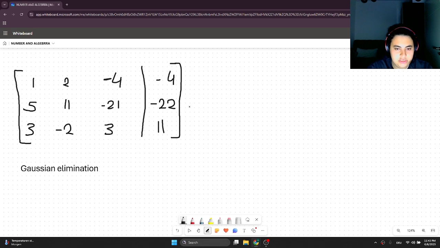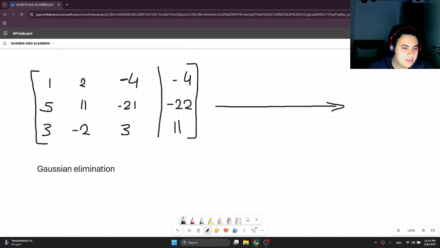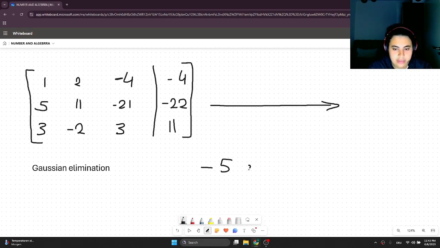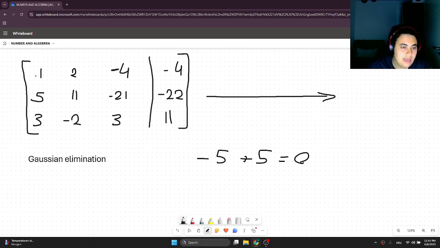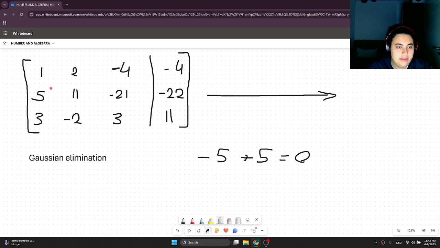Let me try to explain it by actually doing it. Look, I want to get rid of 5. What number can I multiply 1 by so that when I add 5, it's going to be equal to 0? -5, right? Because -5 plus 5 is just going to be 0. So if I'm going to multiply this by -5, that means I have to multiply this entire row by -5. Okay, cool. So that's how I can get rid of this variable over here.